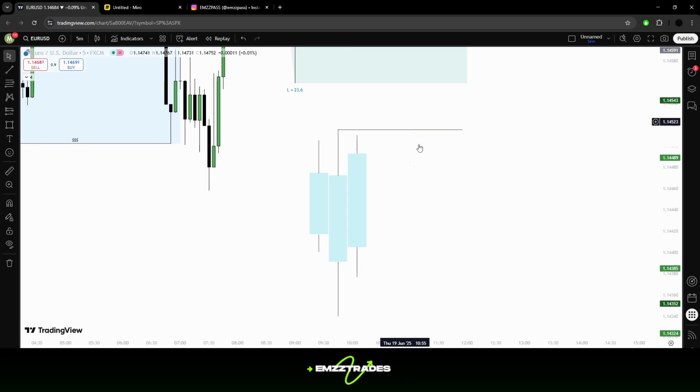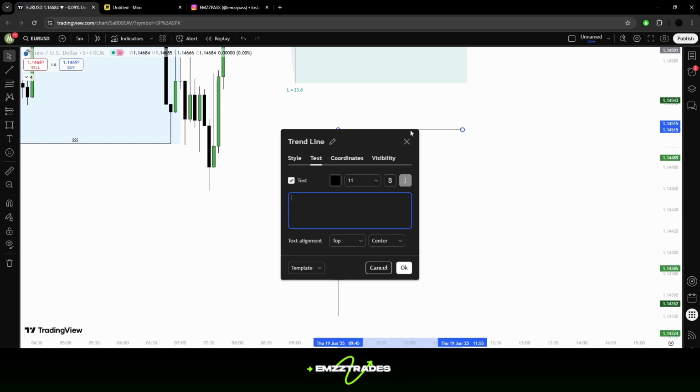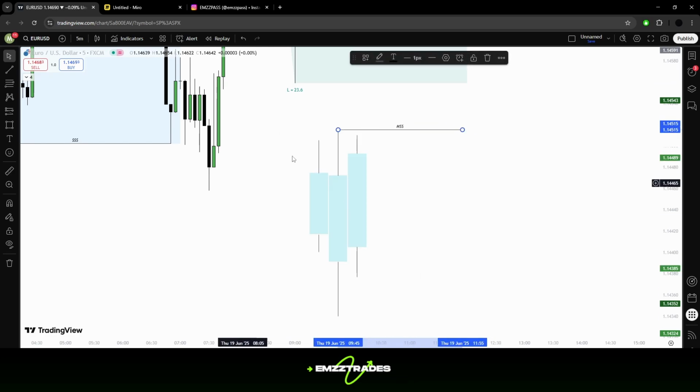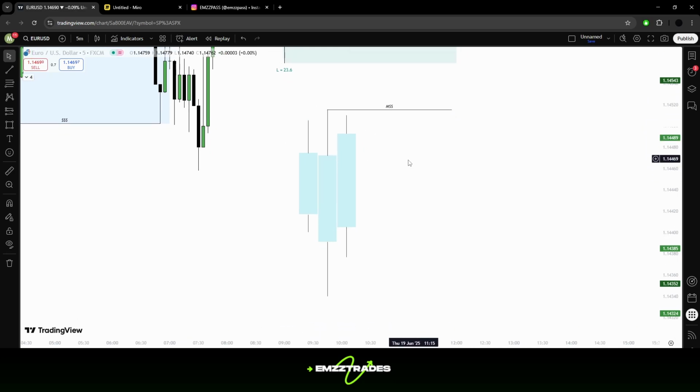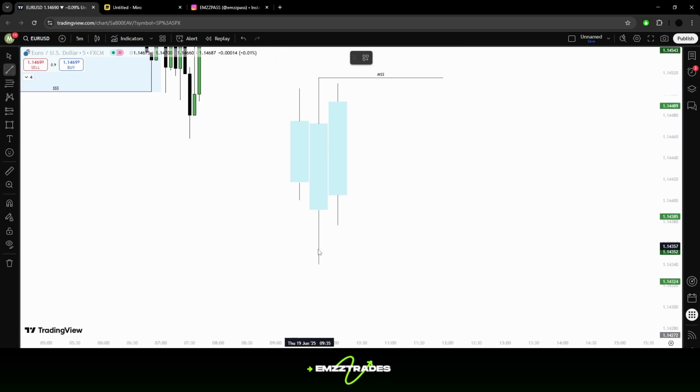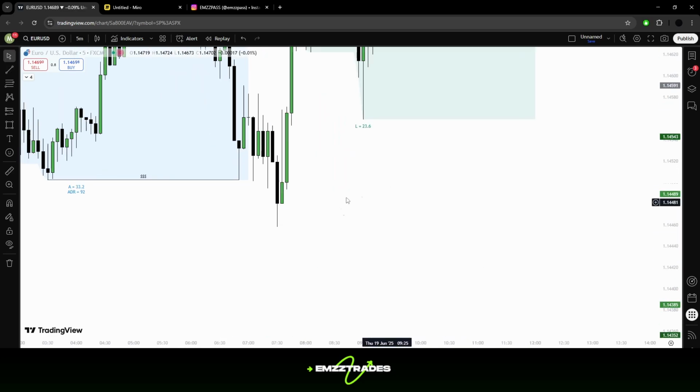So a fractional high is a series of 3 candles which replicate this one, and the one in the middle is the highest one. And a fractional low is the exact same thing, just like this. It's the one in the middle that is the lowest, right? It's just very simple. As you can see, that's done.